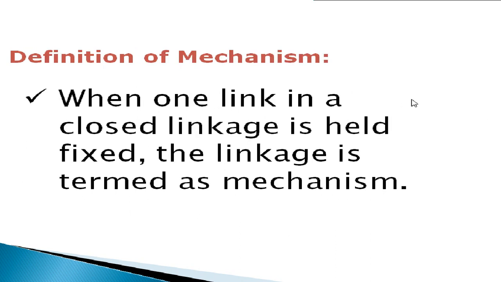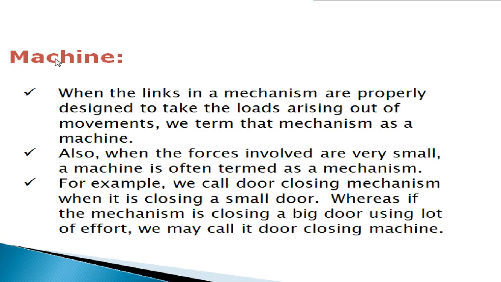Once we have a chain, we can define what we mean by a mechanism. A mechanism is a kinematic linkage in which one of the links is fixed. When one link in a closed linkage is held fixed, the linkage is termed a mechanism. Once we know what a mechanism is, we try to extend that into a machine. When the links in a mechanism are properly designed to take the loads arising out of movements, we term that mechanism a machine.